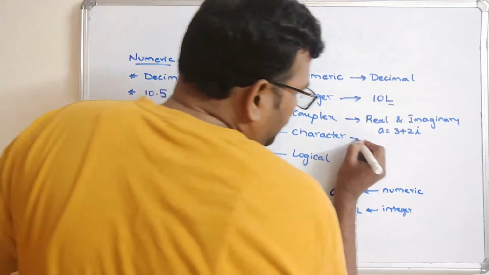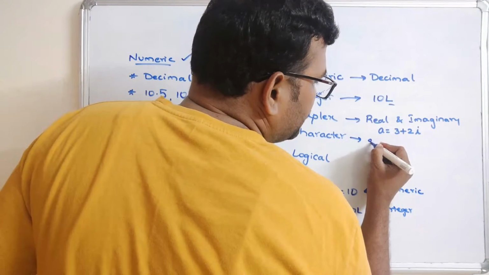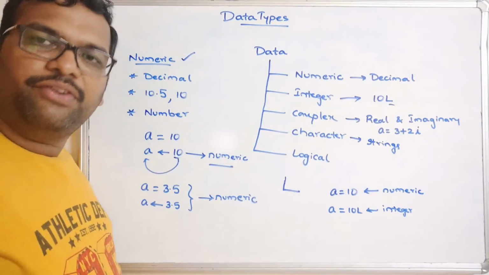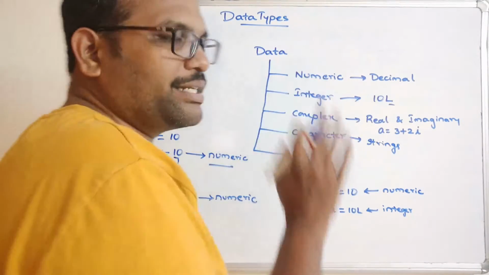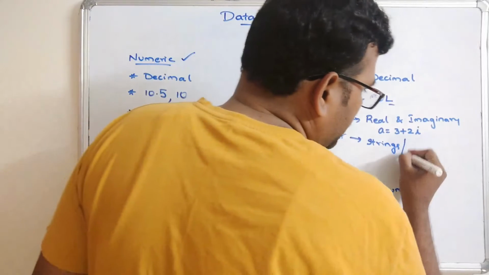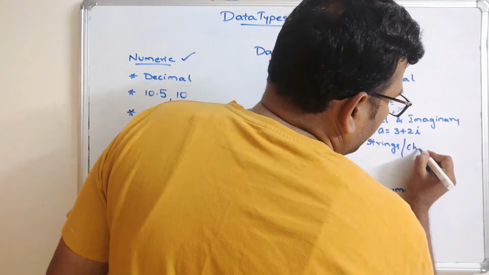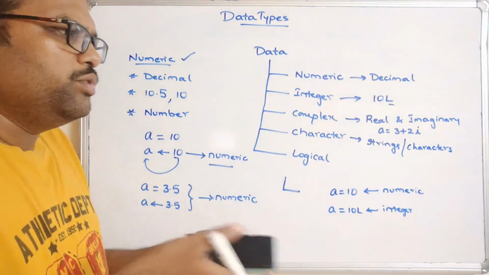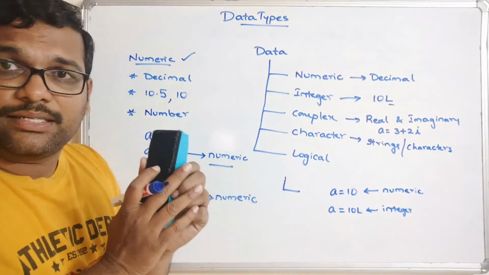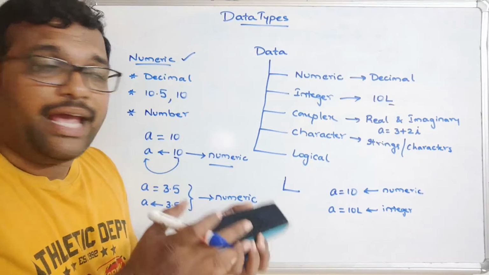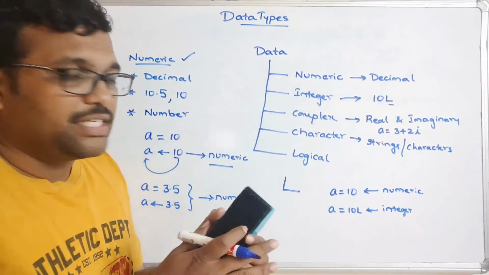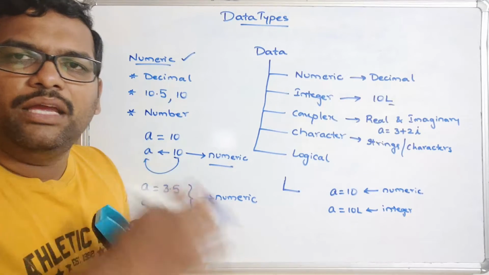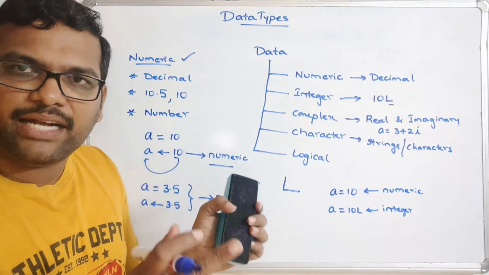And the character, this is nothing but strings. A group of characters or an individual character, everything comes under the character data type. Strings or characters. Actually a group of characters we call a string. And what is a character? Every key on the keyboard can be considered a character.